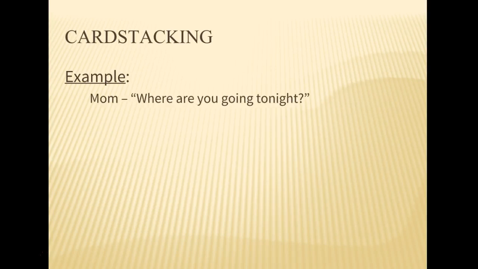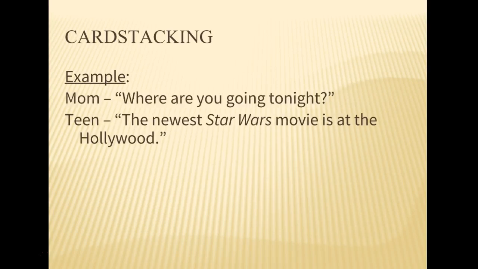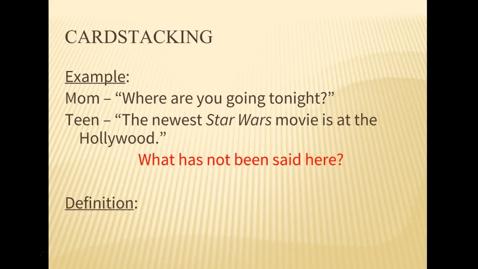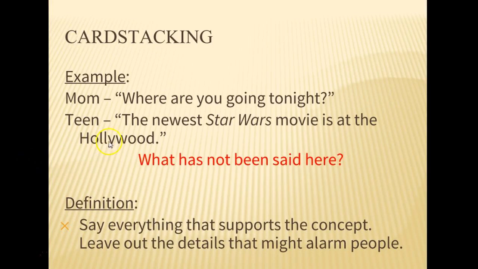Card stacking occurs when we tell the person all the good information, but we neglect the details that might alarm them. So our example here, the parent asks, where are you going? And the child says, well, the newest Star Wars movie is at the local theater. Well, what has not been said here is whether the child is actually going to that theater. I admit this is a case from my own childhood where I told my parents exactly this sort of thing, and I didn't tell them that I'd be driving off to the big city and going to see the movie there. So we say everything that supports the concept, we leave out the details that might alarm people.